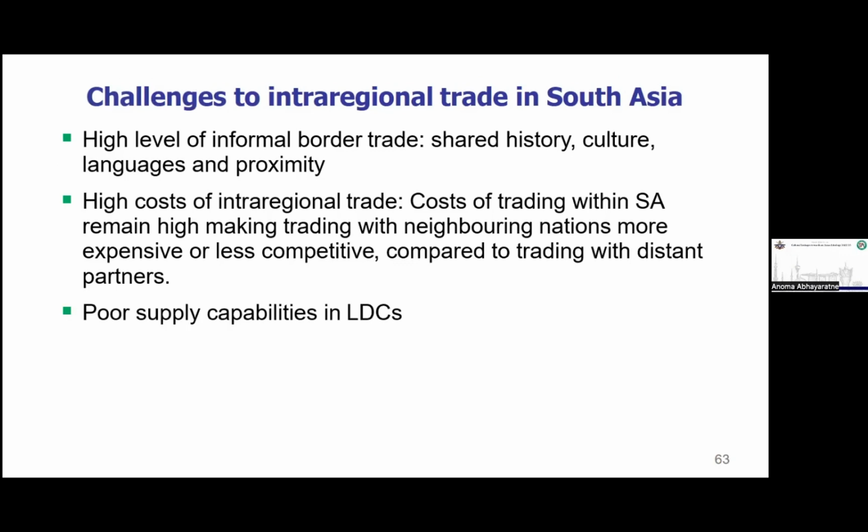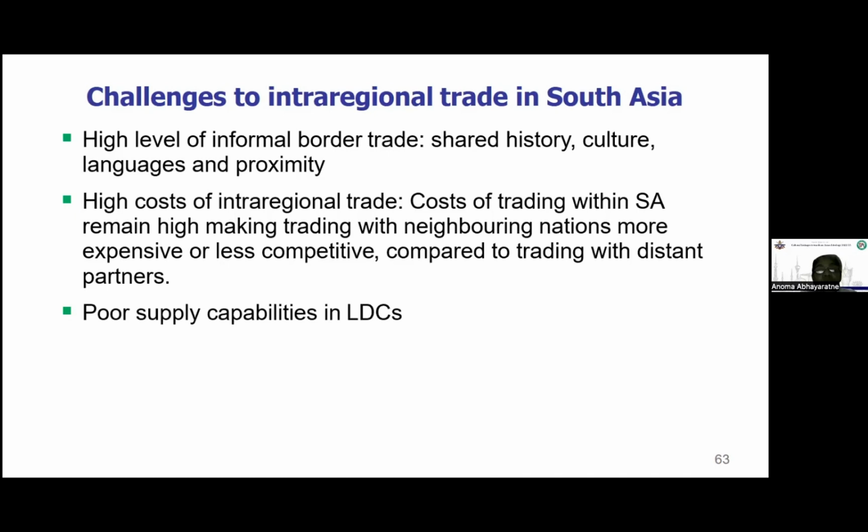High level of informal border trade, shared history, culture, languages, and proximity. In countries like India, Bhutan, Nepal, and Bangladesh, there is a considerably higher level of informal border trade. They are not separated by sea like us, so they can do that.